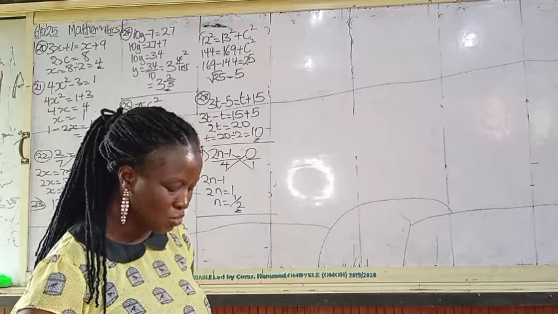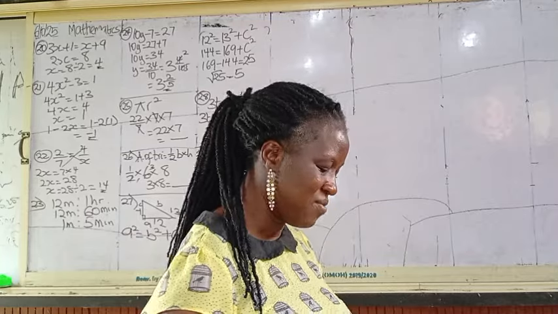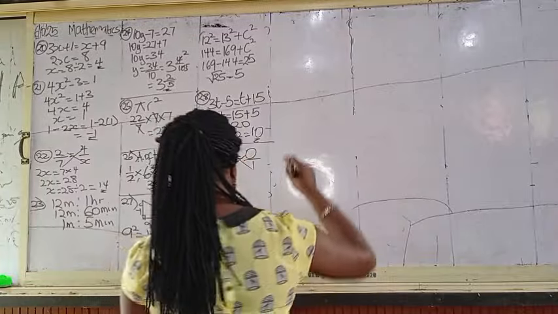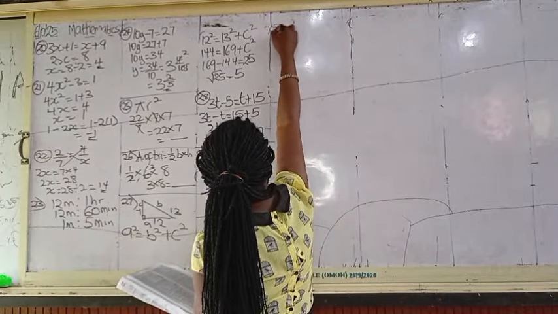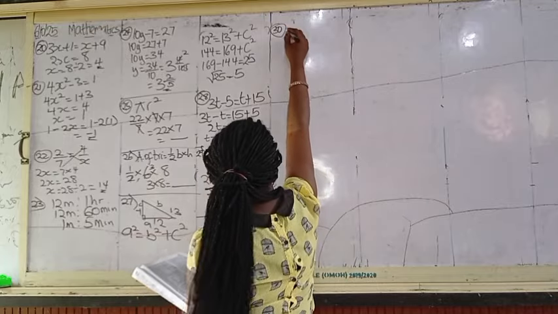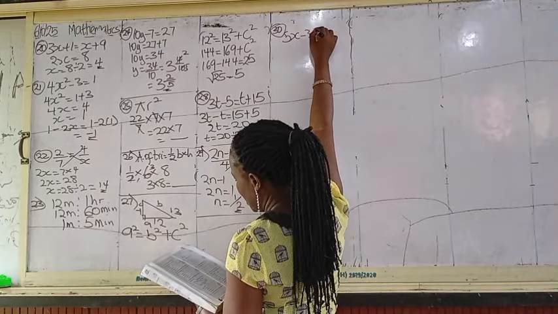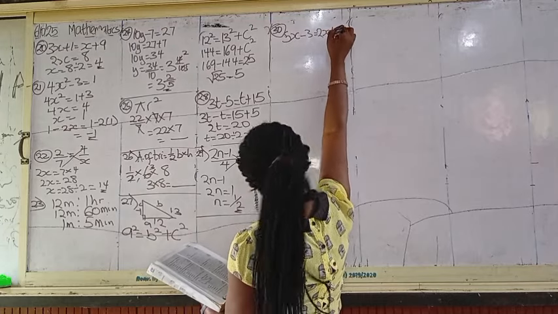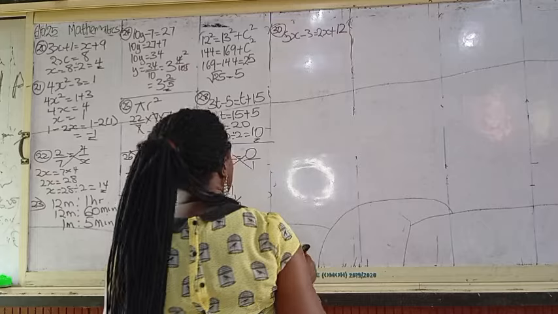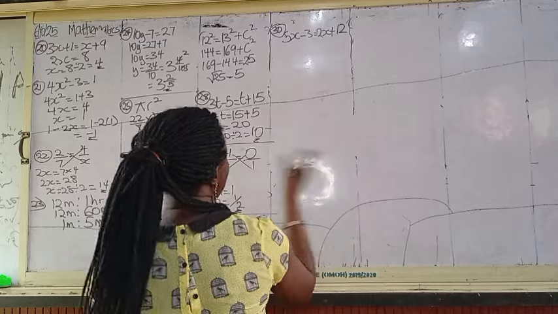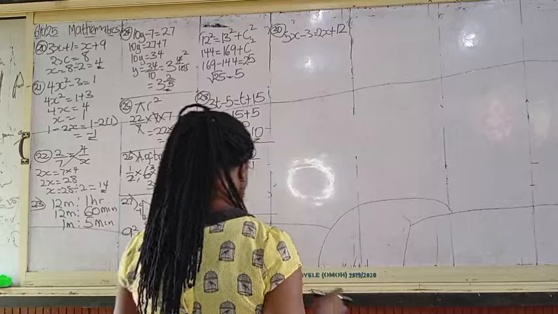Now to number 30 question. Find the value of x in the equation. Find the value of x. So number 30 question. We have 5x minus 3 is equal to 2x plus 12. So what do we do? Let's collect the like terms. Let the x come to one side and the numbers without letters come to one side.